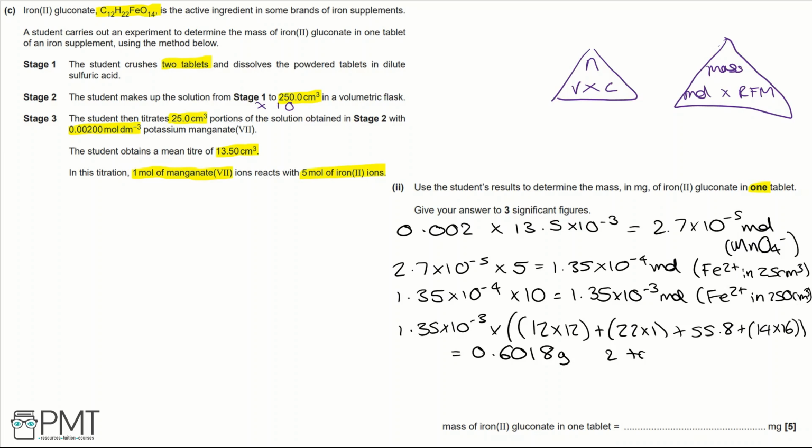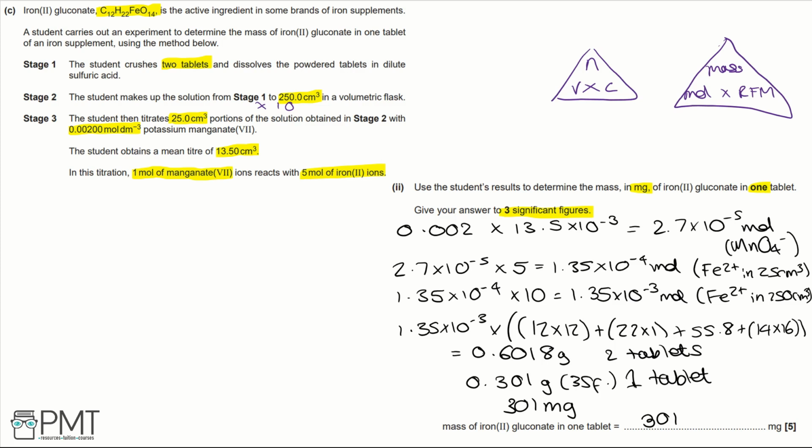So this is 2 tablets worth, and we need 1 tablet. So we would divide by 2 and we get 0.301 grams. That's 3 significant figures, and it's 1 tablet. But we want in milligrams, and that's what we're told in the question. We want milligrams and 3 significant figures. So working out milligrams, this would be 301 milligrams, which is what we write on the answer line for this question, 301.